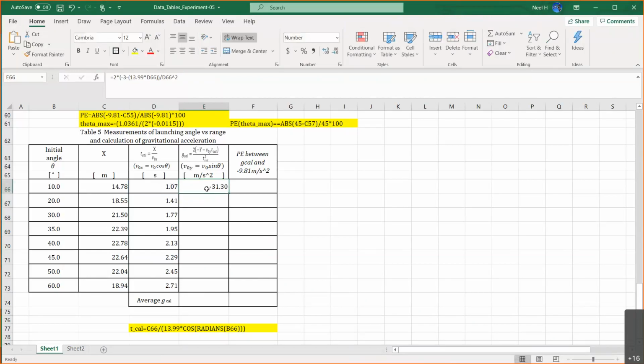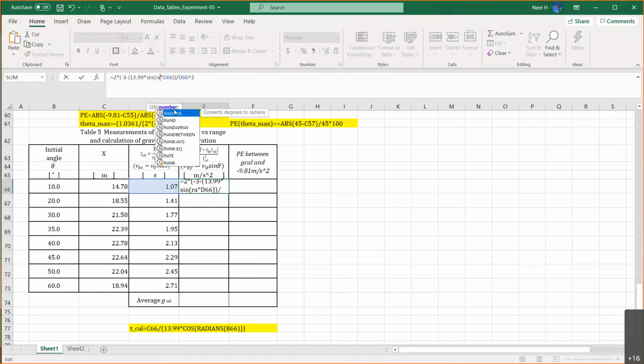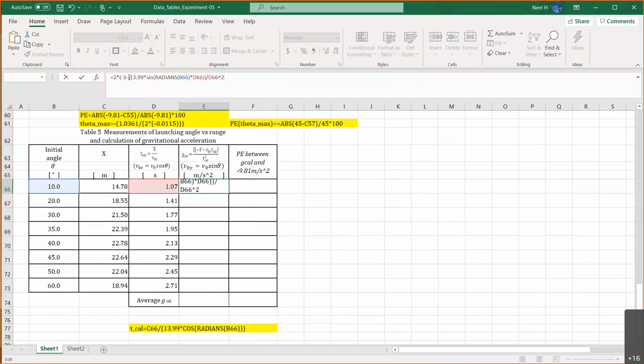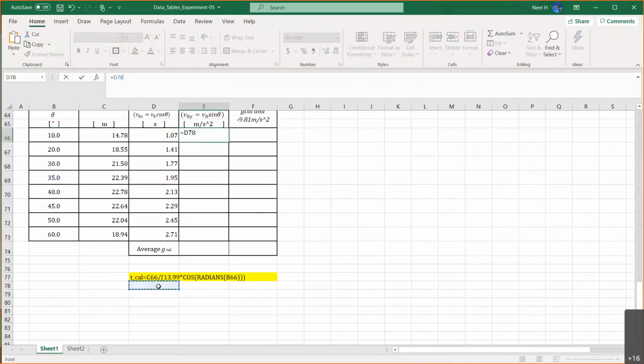Not getting the right answer. Let's see what happened. No, I know what happened, because I have to have a V0 of sine theta. So V0 times sine of parentheses radian function times the theta. Theta is cell B66, close brackets. Multiply sign. One parenthesis is missing. Let's see what's missing here. One parenthesis missing. Okay, so let me copy paste that function. So this is the function for gcal, okay?